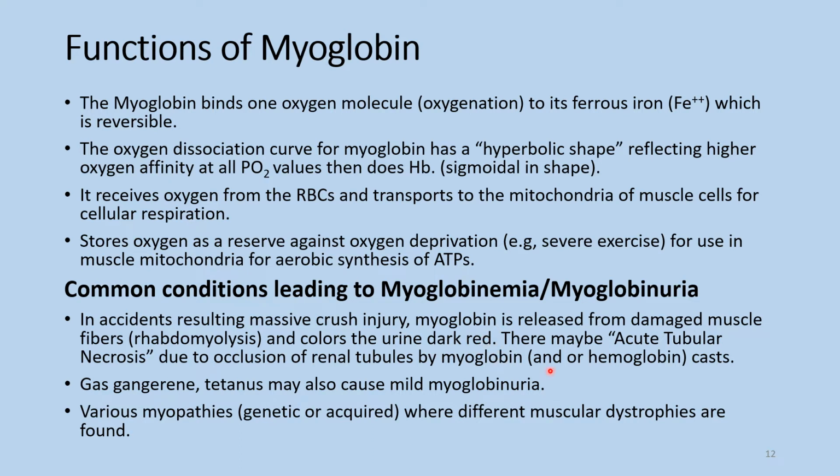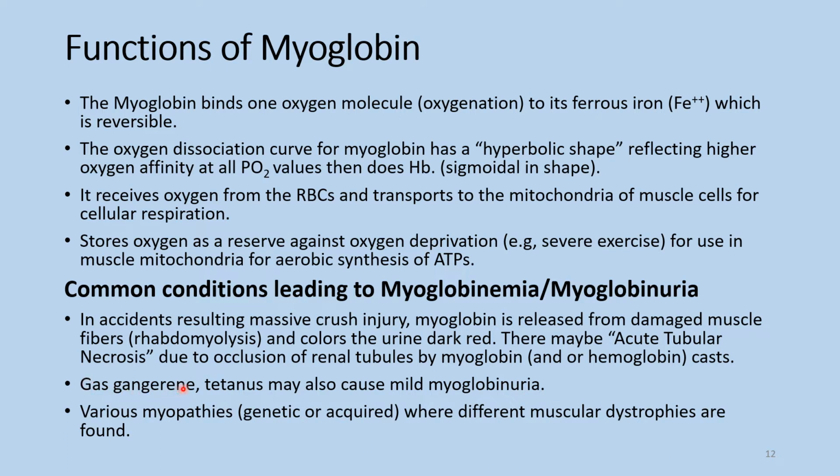Because of the presence of myoglobin, casts, which are tubular or cylindrical structures, get stuck in the kidneys, and there may be acute renal tubular necrosis and acute renal shutdown, which is an emergency and requires dialysis. Gas gangrene and tetanus may also cause mild myoglobinuria.